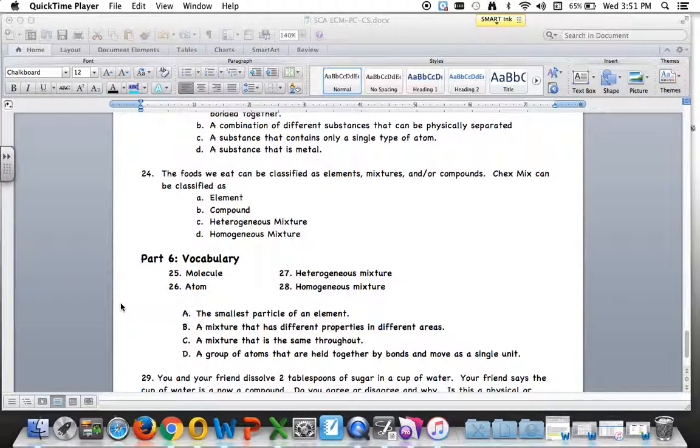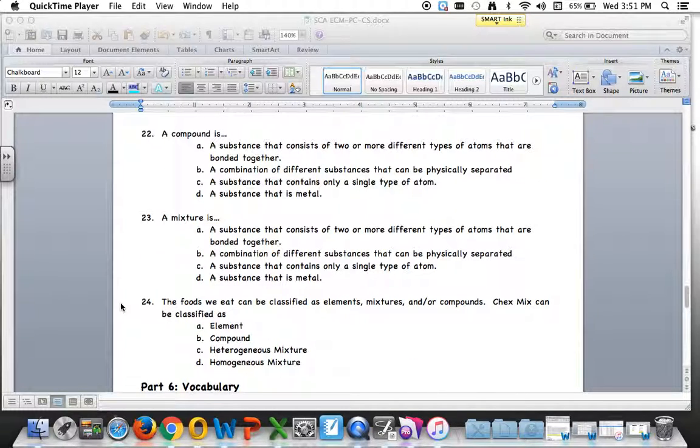24. The foods we eat can be classified as elements, mixtures, and/or compounds. Chex Mix can be classified as A, element, B, compound, C, heterogeneous mixture, D, homogeneous mixture.